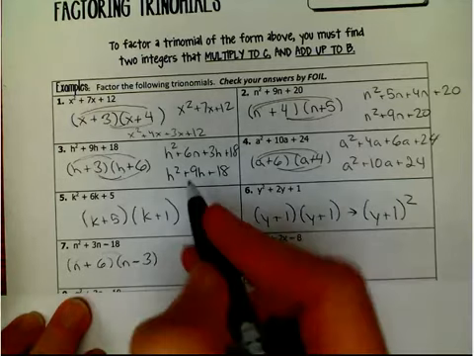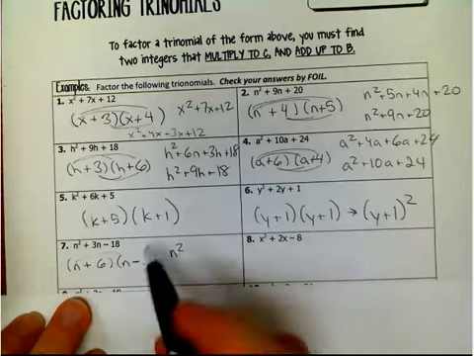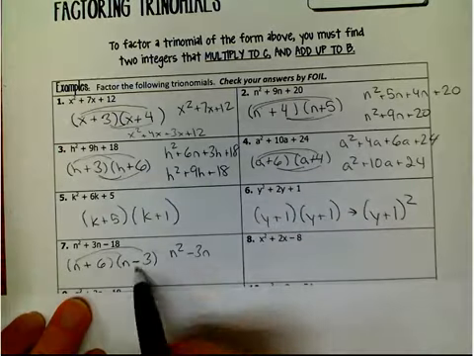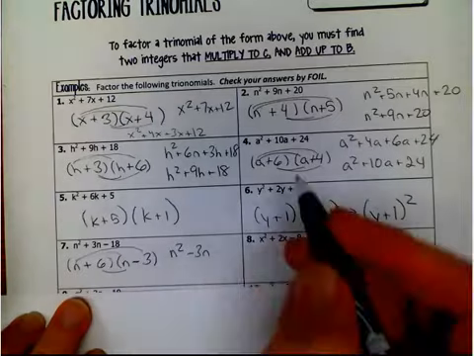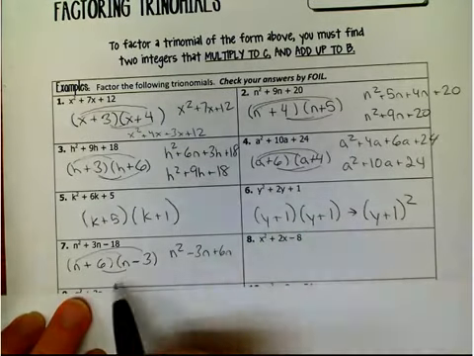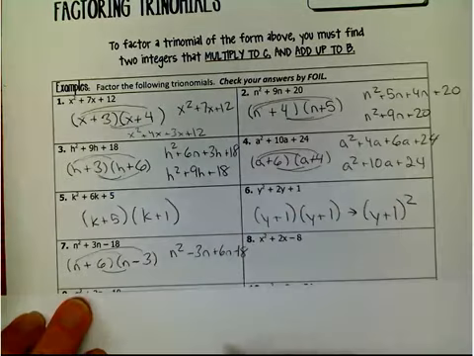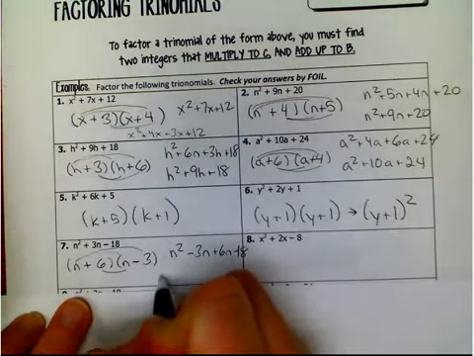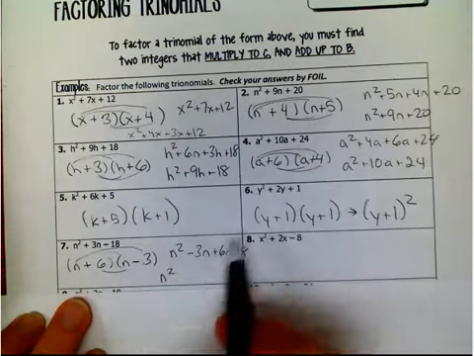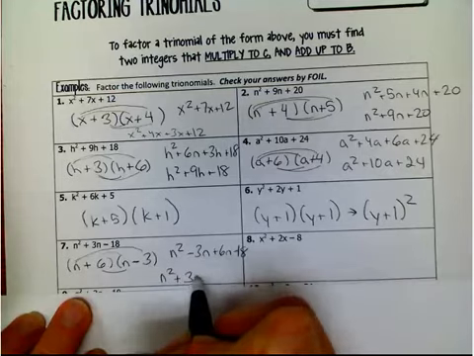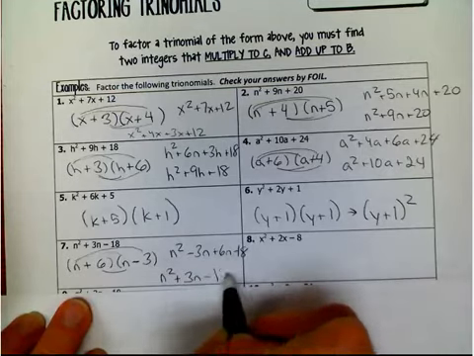So I have n times n, it's going to be n squared. Then for my outside, I have a negative 3n, and don't forget that negative, and then I have a positive 6n, and then 6 times negative 3 is negative 18. And now I'm going to simplify, so that gives me n squared. Now this negative 3n plus 6n is going to be a positive 3n, and then I just have the negative 18.